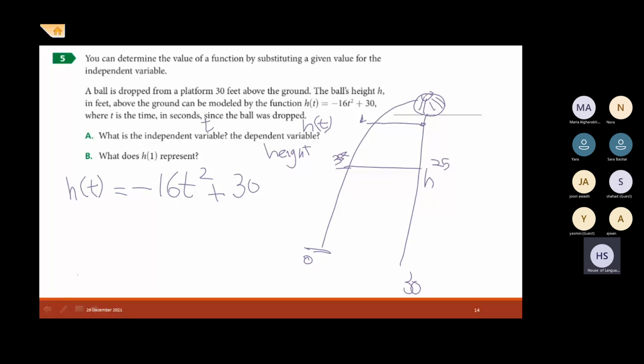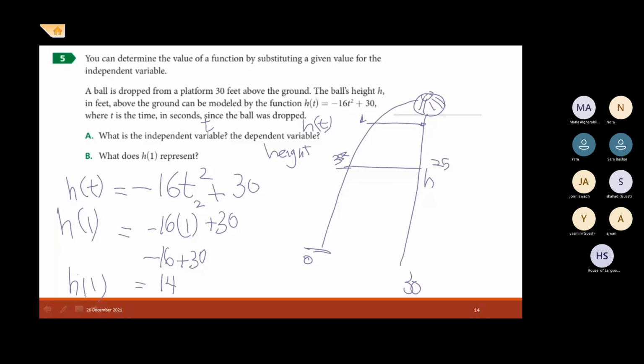So the function here is h of t, negative 16t squared plus 30. Then they ask me now, what is the value of h of 1? What does it mean in physics? It means that after 1 second, where will the ball be, at which height? So what do you have to do? You said negative 16. What's the value of t? 1. 1 squared plus 30. Negative 16 times 1 squared first. 1 times negative 16, negative 16, plus 30. That gives 14.